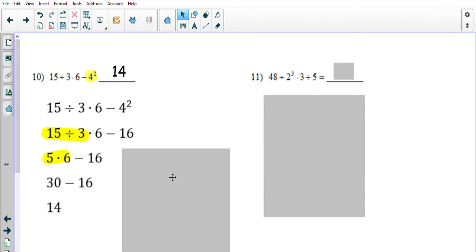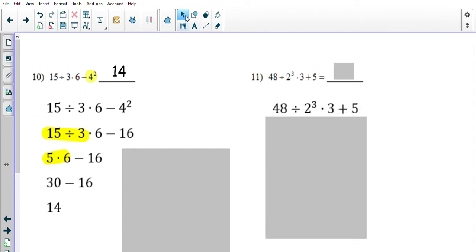Again, the numbers here are really easy, so you shouldn't need a calculator for these. Number 11, we have 48 divided by 2 cubed times 3 plus 5. We want to start with those exponents again.